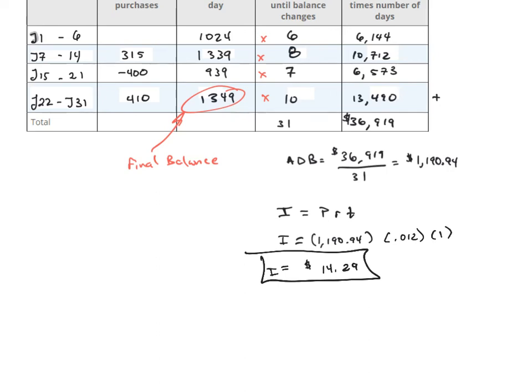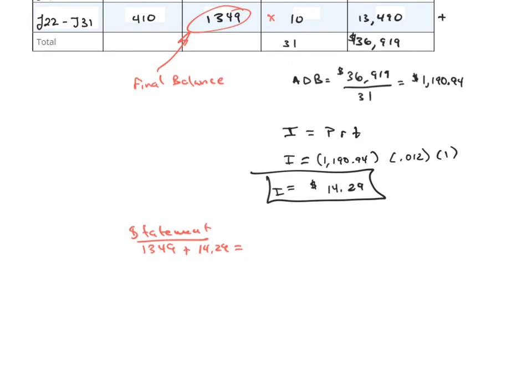But again, I want you to step back and think about the big picture. So what would the statement be? If you looked at the statement, they're going to take your final balance, which was the $1,349, plus that finance charge, which is the $14.29. Let's see what that gets. Looks like the total bill would be $1,363.29 for that month. That's what you would get in the mail or online if you owed money to that credit card.